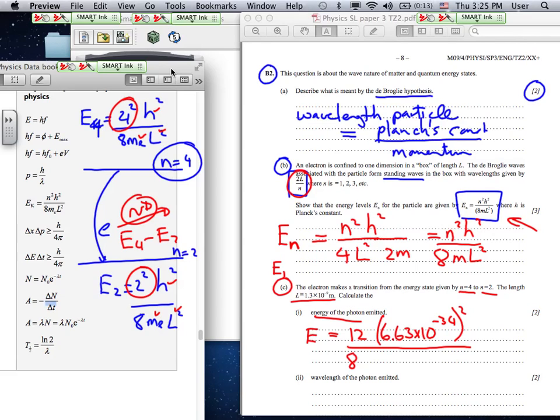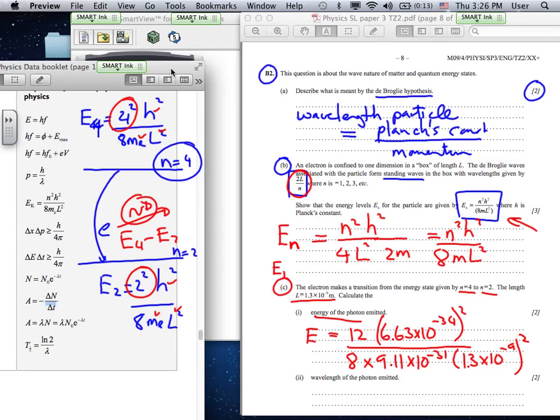The mass of an electron, we get that from our data booklet. That is 9.11 times 10 to the negative 31. That's not squared. But then we multiply by the length, and we're given the length. That is your 1.3 times 10 to the negative 9, and that is squared. So we put that all into our calculator.